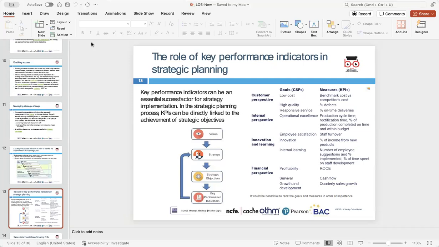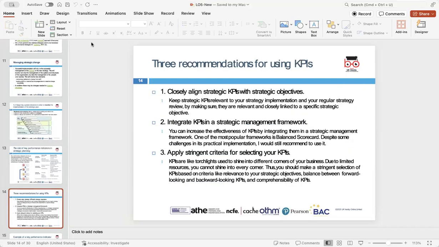So, in the customer perspective, KPIs might focus on providing low cost, high quality, and responsive service. In the internal perspective, measures could include benchmarking operational cost against competitors, reducing defects, and improving product cycle times. Any questions so far?